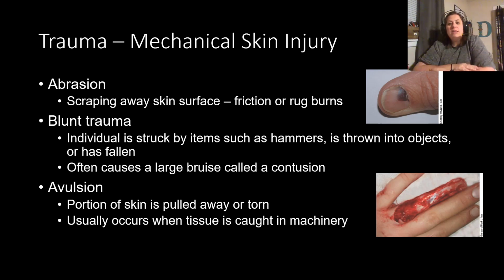Another one is an avulsion. An avulsion is where a portion of skin is pulled away or torn away. It usually occurs when tissue is caught in a type of machinery. So you can see here that the finger was almost degloved, in a sense. This would be an avulsion where the skin was pulled off that finger.